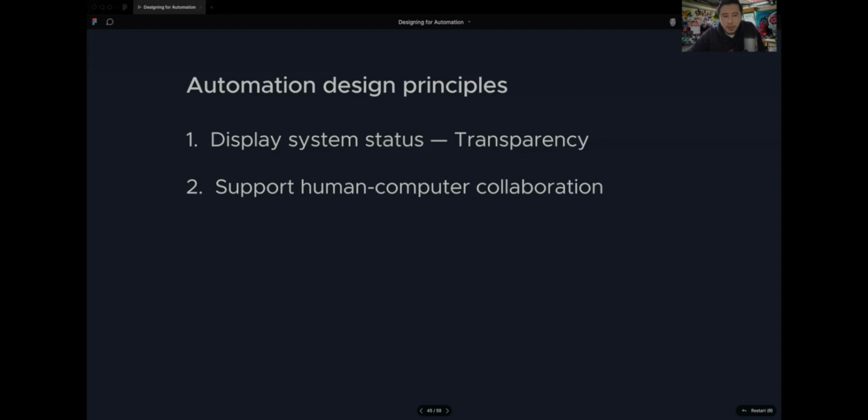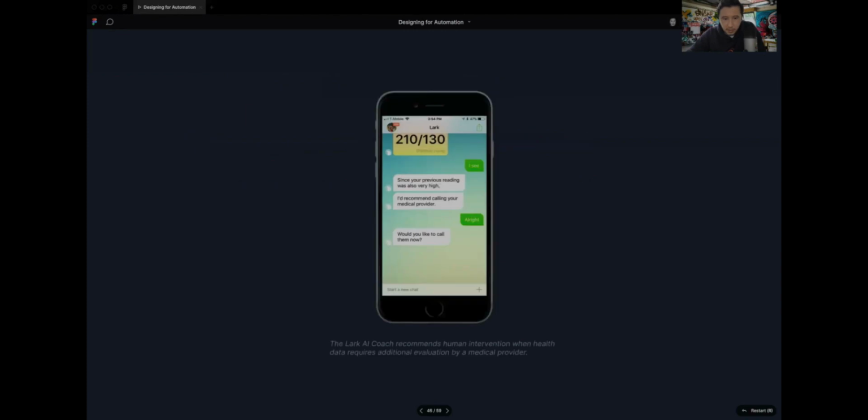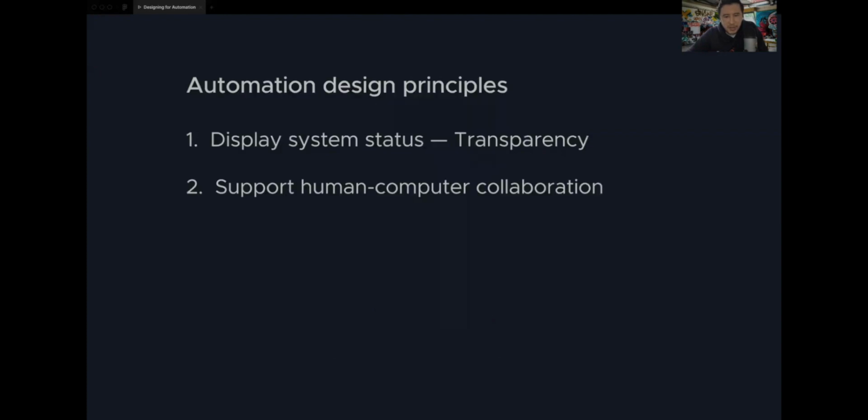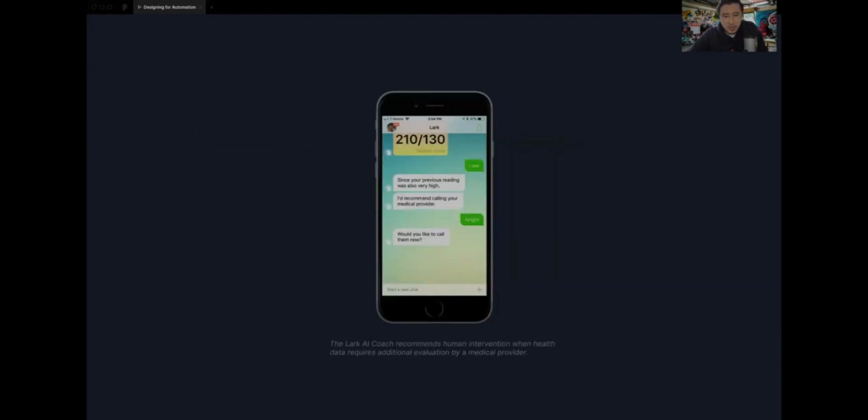For instance, here it's a Lark AI coach. It recommends human intervention when health data requires additional evaluation by a medical provider. So here it shares the result. It's an AI coach app, and when you reply, it takes an action, or it replies. So there is a collaboration.